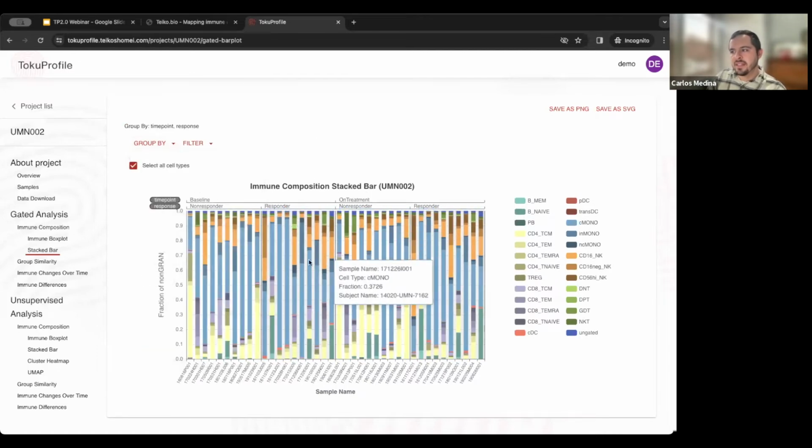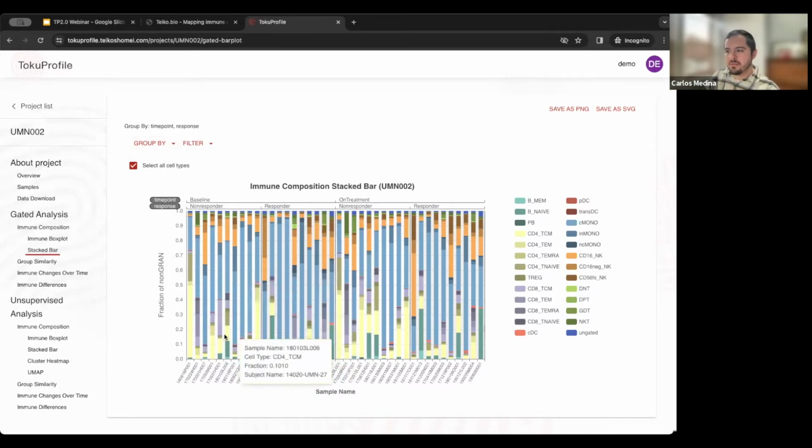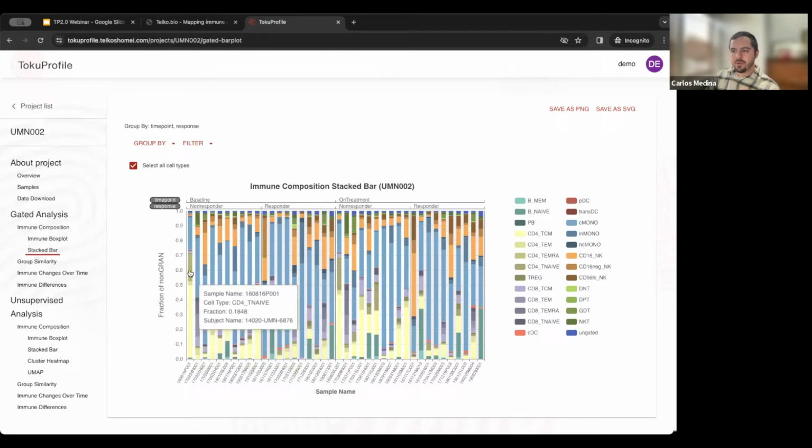And so here we can see that now we're looking at the samples at baseline and on treatment, and then within non-responders and responders. And so we can begin to compare at a glance non-responder immune cell composition versus responder immune cell composition at baseline and on treatment. Looking even quickly here, I can see some differences in these yellow populations, which you can hover over and see are CD4, T central memory, effector memory, naive. And we see even more of these in the on-treatment time point.